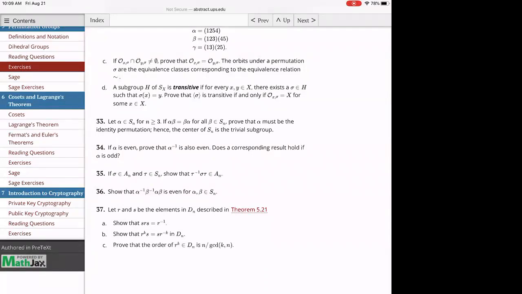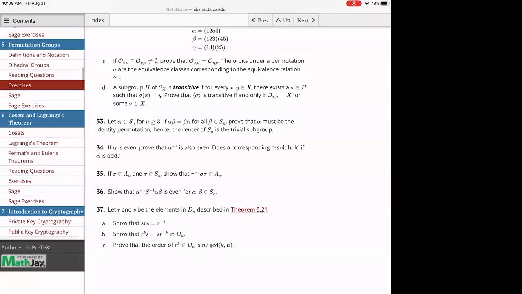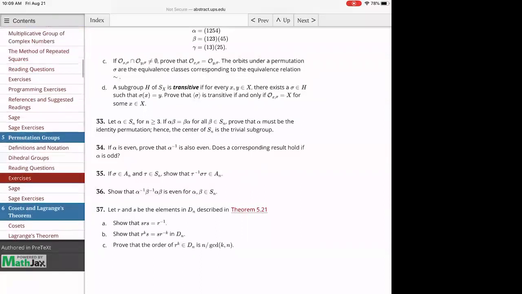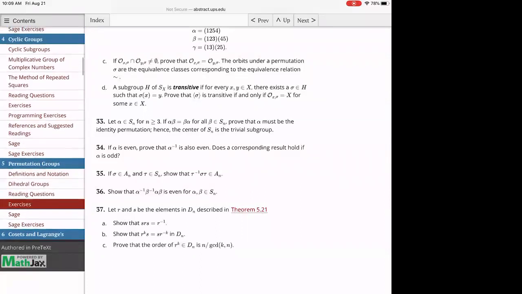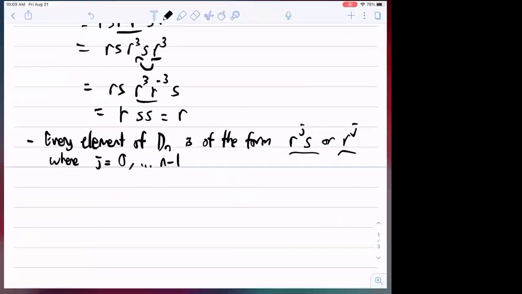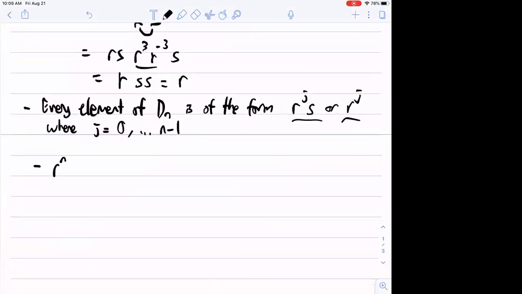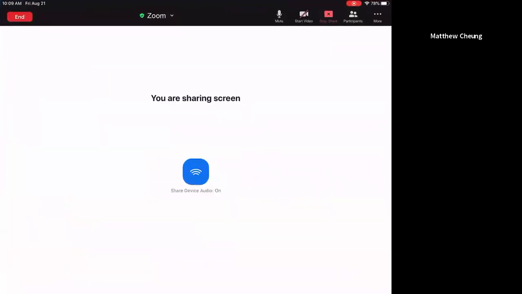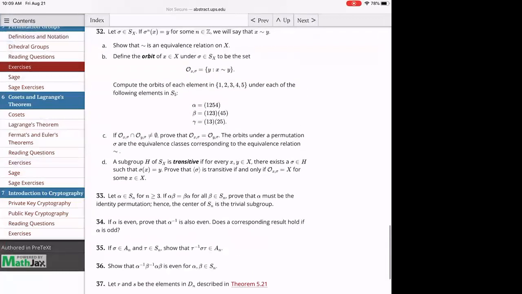right? You have that theorem. It's exactly that theorem, right? Because r to the n is 1. So r is order n. So the group generated by r is cyclic. This is for 37, right? And then it's just that theorem.